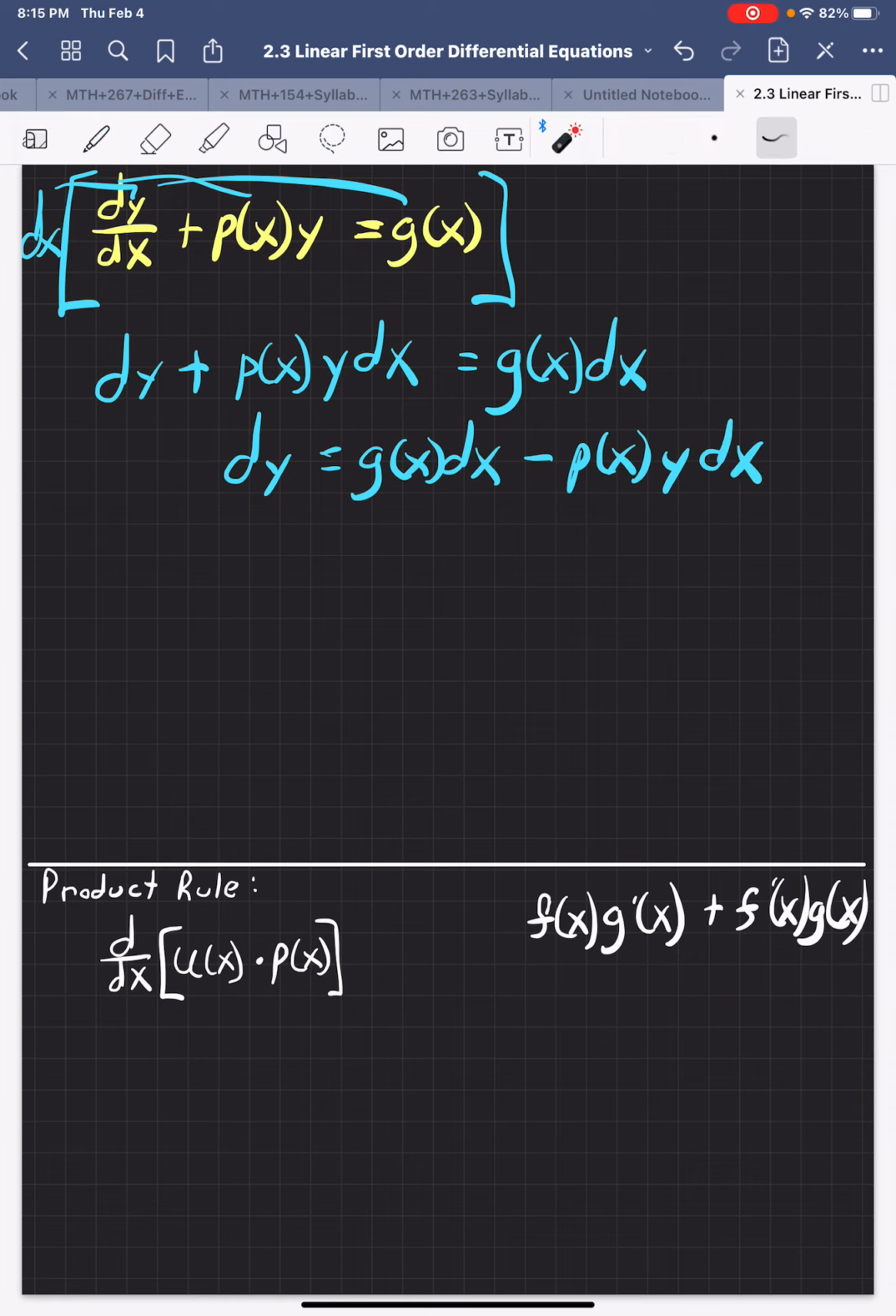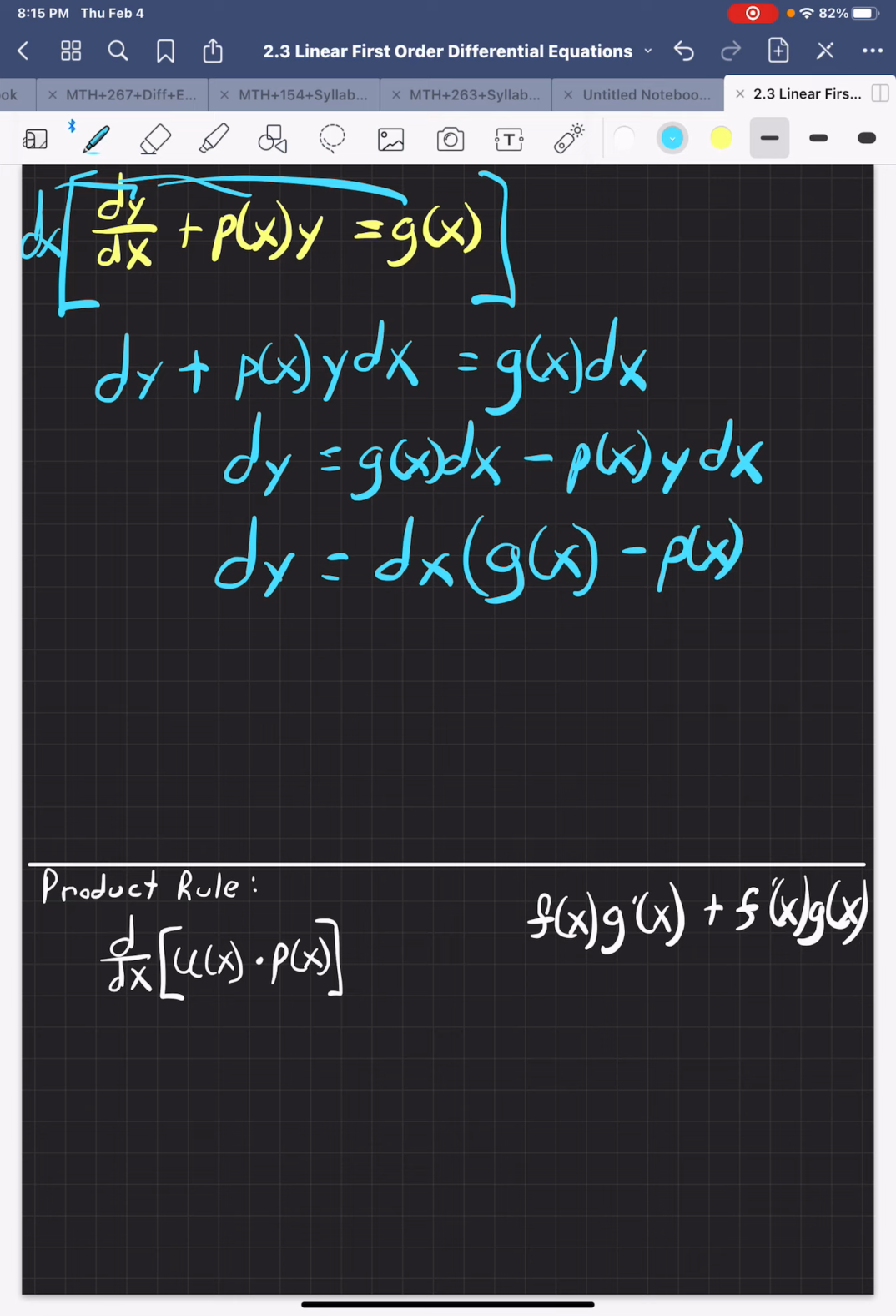Now maybe you're thinking, oh, well, I could just factor out a dx. That would get me to where I want to be, but let's try it. So we factor out a dx. You're left with g of x minus p of x y.